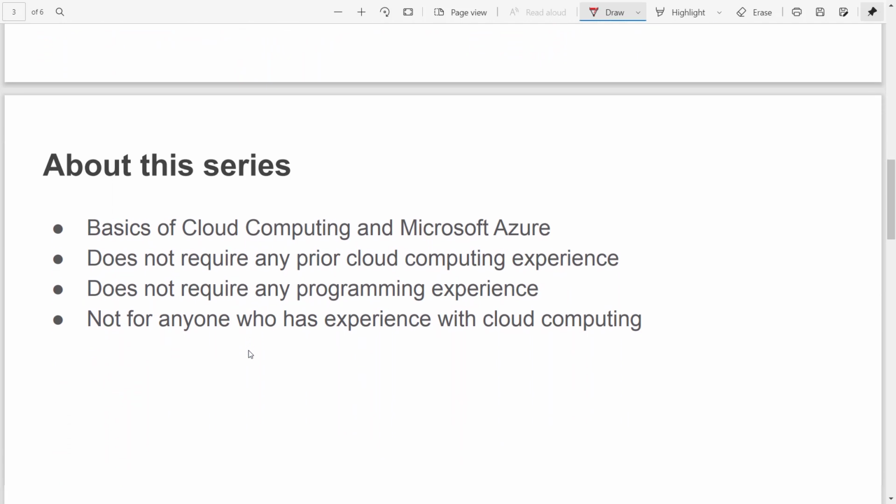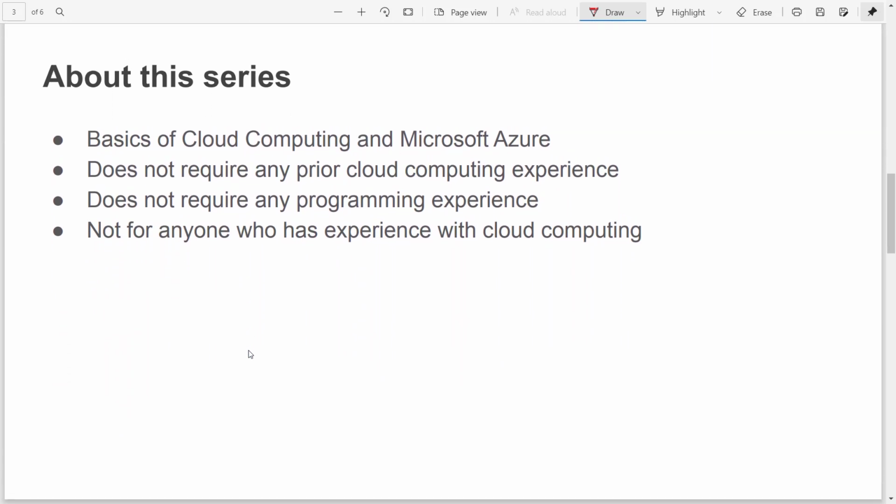Now the most important point of the series is what we are going to do. We are going to cover the basics of cloud computing and Microsoft Azure. Since we are talking about Microsoft Azure AZ900, it is going to cover the basics of cloud as well as the basics of Microsoft Azure. I do not require you to have any prior cloud computing experience. If you are a fresher who just heard of cloud computing from a friend, or in a newspaper, or somewhere else, you can follow along. If you do not have any programming experience, you can also follow along.